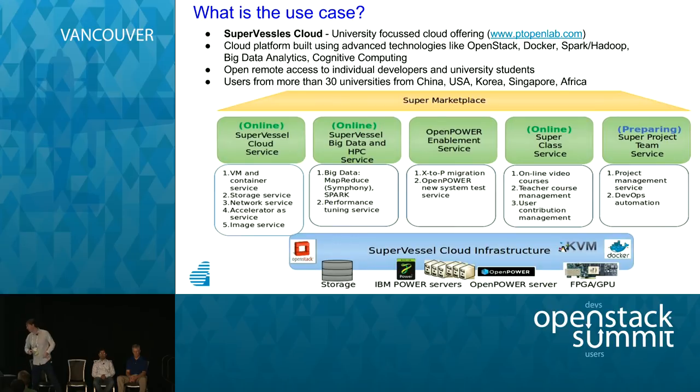All right, so here's an overview of the system that has been provided to the students. You can see it's used by about 30 universities right now across China. There are a lot of different services that they've put up that the students can get involved with and use depending on their interests. You can see a big data service, cloud service, HPC type service, and a lot of other aspects to the system.